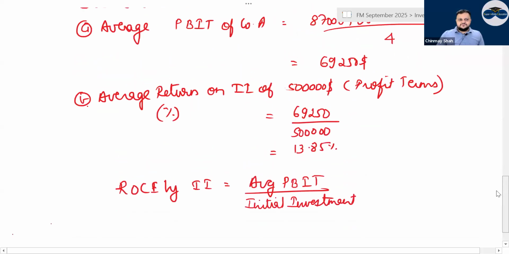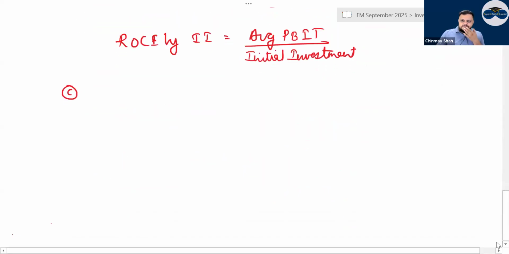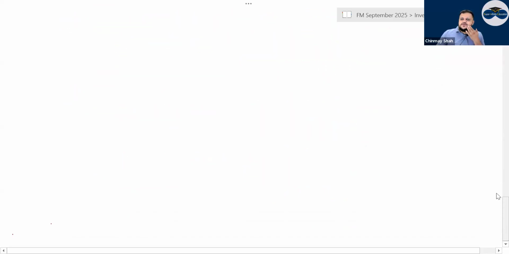Write down. C part. Before going into C part, just hear me out for a second. Now see, if I give you a bank account, or any ledger account, I say opening balance is 20,000, and closing balance is 30,000. And I say, please find average balance. How will you find average balance? Tell me.